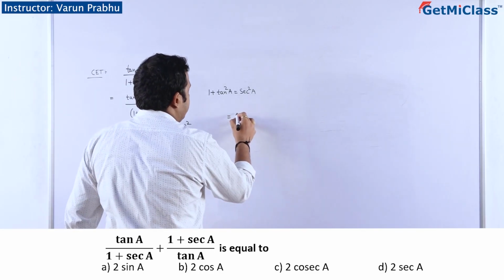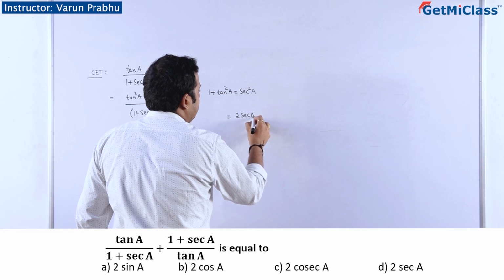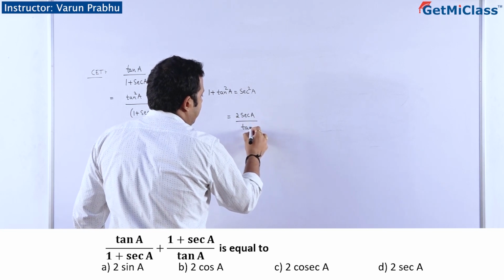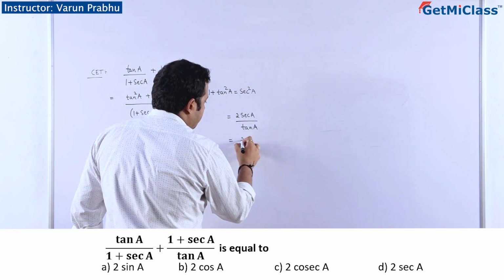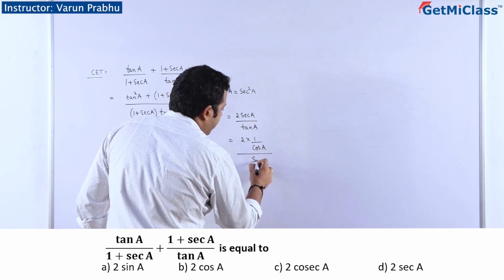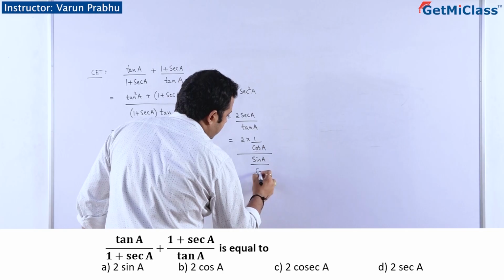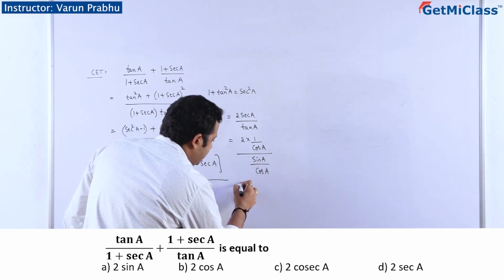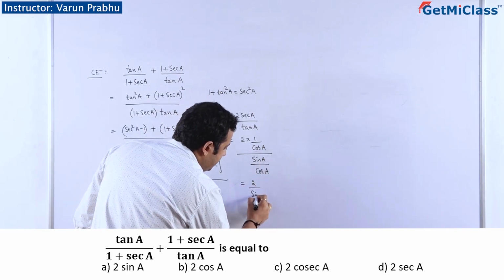So your answer to the question will be 2 times secant A divided by tan A. Secant A can be written as 1 divided by cos A whole divided by sin A divided by cos A. So your cos A will get cancelled. You are left with 2 divided by sin A.